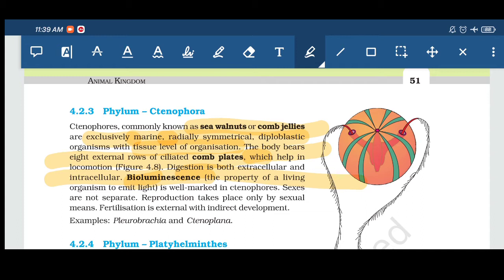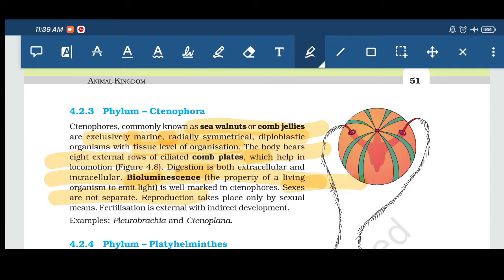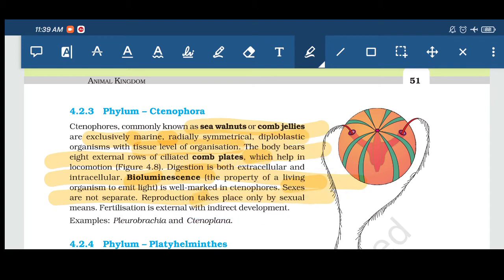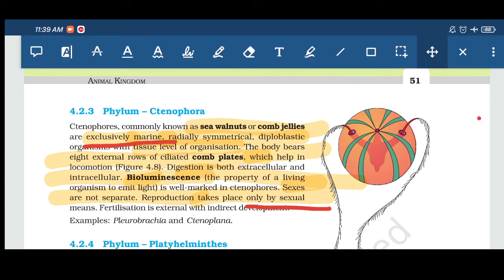Sexes are not separate. That means they have both sexes in one individual. Reproduction takes place by sexual means. Okay, only by sexual means. Again, this is a very important point. Only. So here we need to mark only by sexual means, and they are exclusively marine. These are very important. Fertilization is external with indirect development.